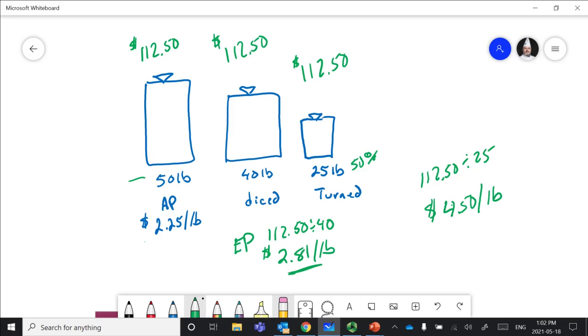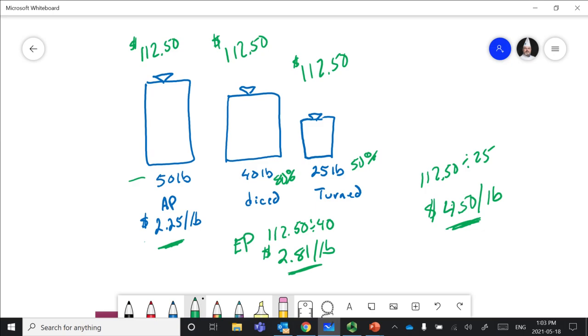Like this 40 out of 50, that was a yield percentage of 80%. So not a big difference between our as purchased and our edible portion, but as soon as this yield percentage starts dropping even more, our price goes up even more because more of our product is being wasted and going in the garbage. So this really affects how we cost a recipe. If we started using AP pricing to cost turned carrots in our recipe, we're out by 50%, right? We're losing $2.25 every pound, right? So it's super important that we use the edible portion value in our recipes.